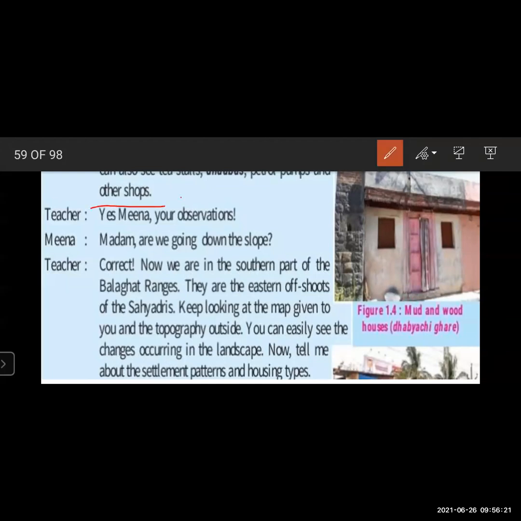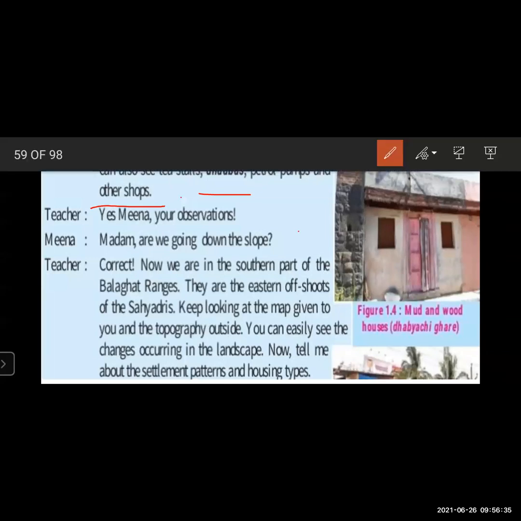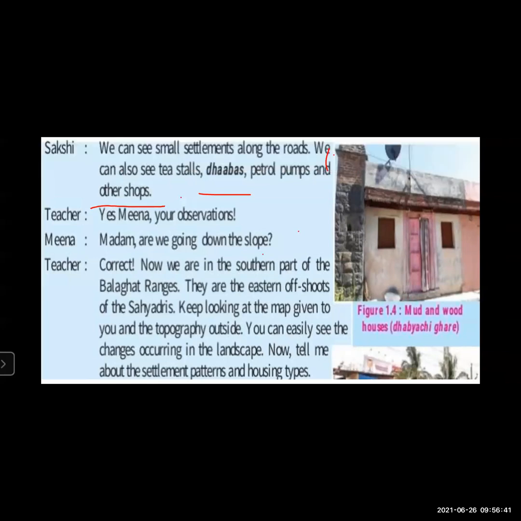They have seen shops, then petrol pumps, then stalls, dhabas, etcetera.